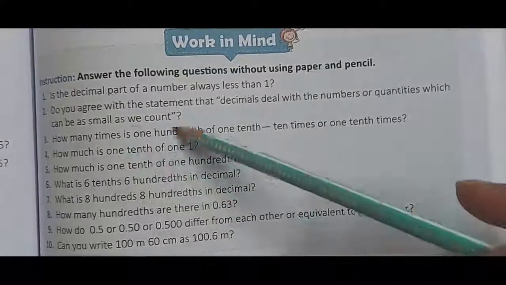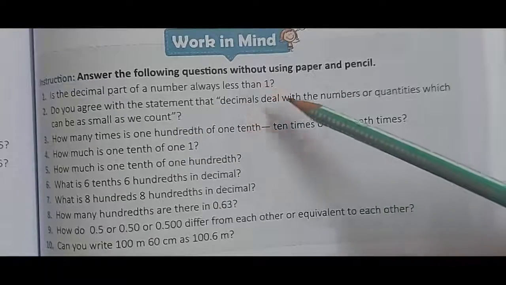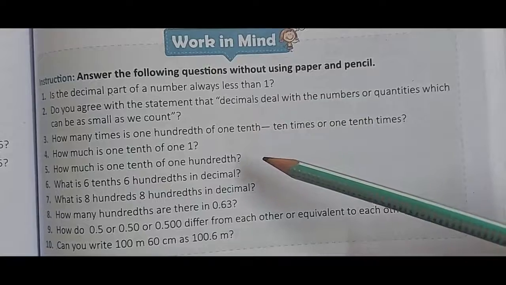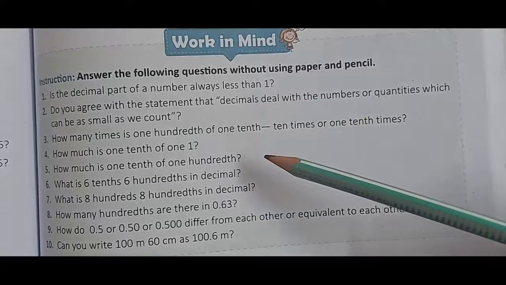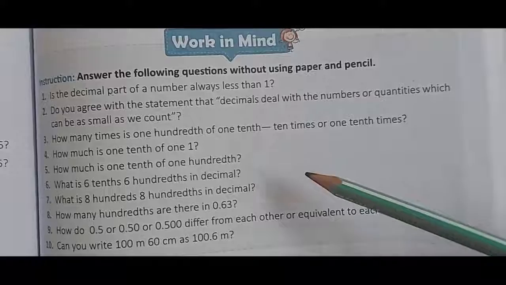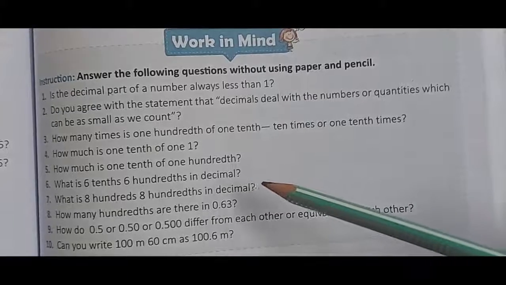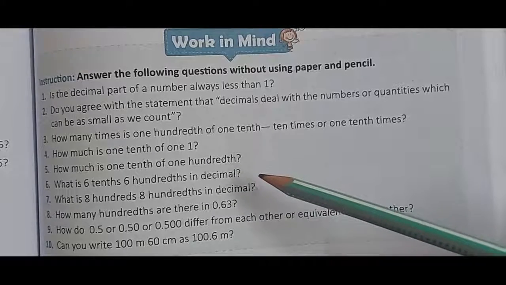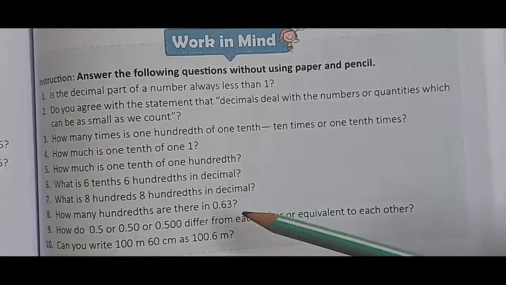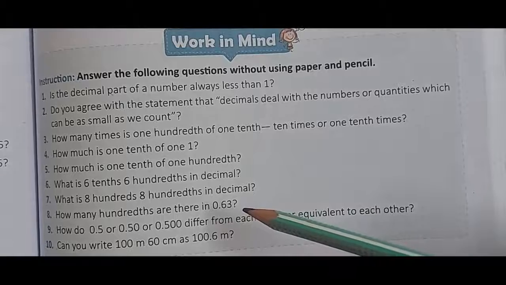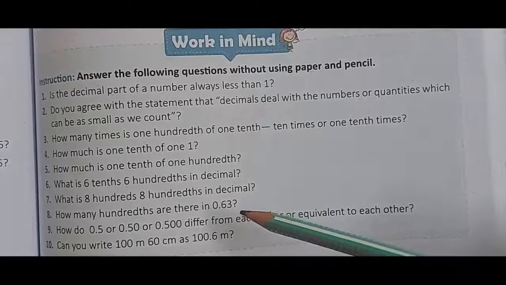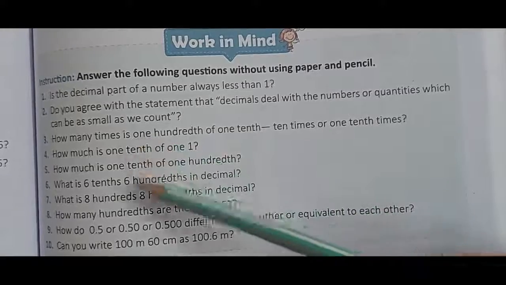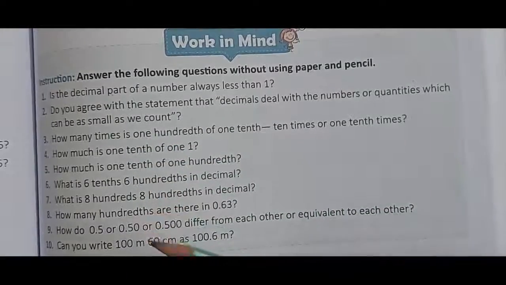Next question, do you agree with the statement that decimals deal with the numbers or quantities which can be as small as we count? Yes, because if we talk about any two numbers, and we want to find the decimal numbers between them, yes, we can find them. So there is no limit to it. So we can say that it can be as small as we count.